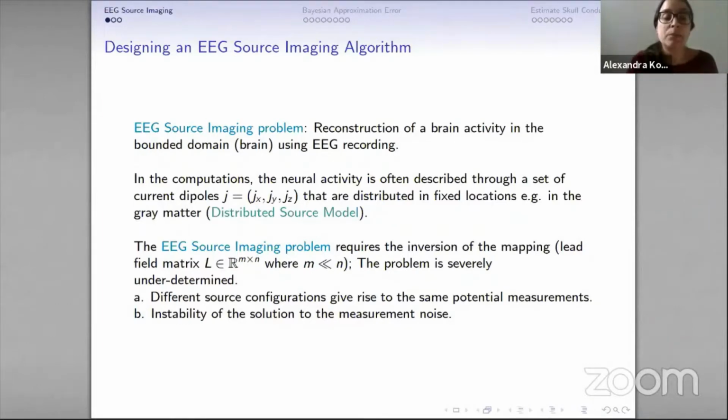The main problem we have in this case is that if we call M the number of measurements, and then the number of unknowns, we have far fewer measurements than unknowns, so we have an underdetermined problem. A huge problem is that different source configurations can explain the observation that we have. And the second thing is that our system is very fragile with respect to noise. Just a little bit of noise can cause a big problem.